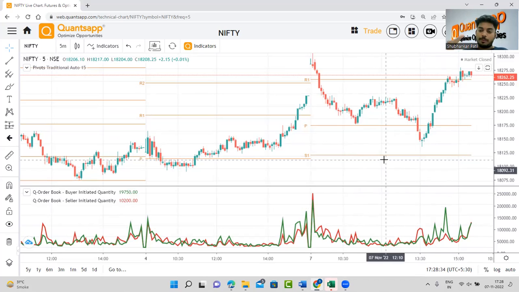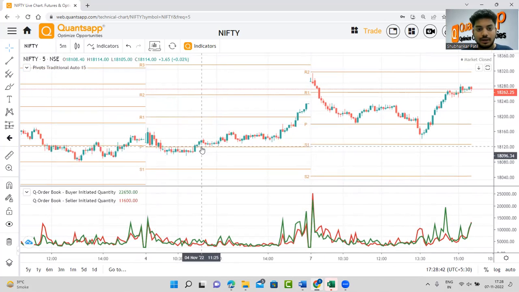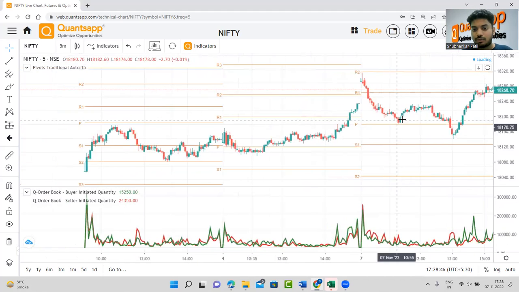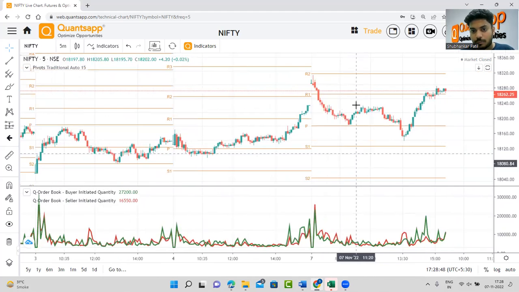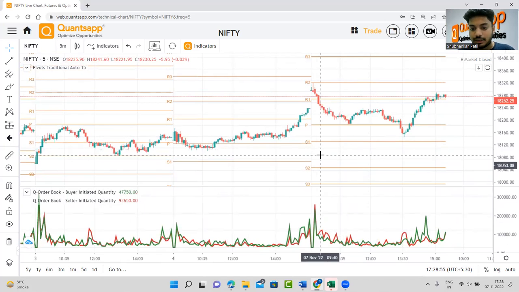So you can use pivots as your targets and stop losses for your intraday trades and trade reversals. Just wait for a reversal to happen, and trade the reversal with the stop loss at the pivot itself. So S1, S2, S3 become your stop losses, and R1, R2, R3 become your targets. This is how you will typically use pivots to participate.